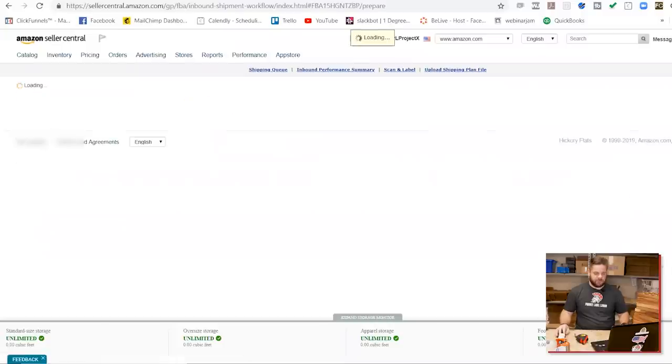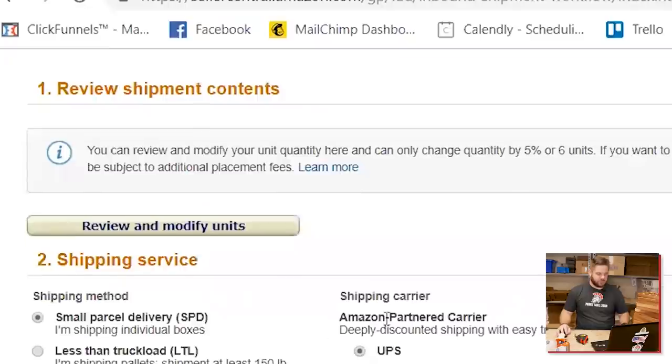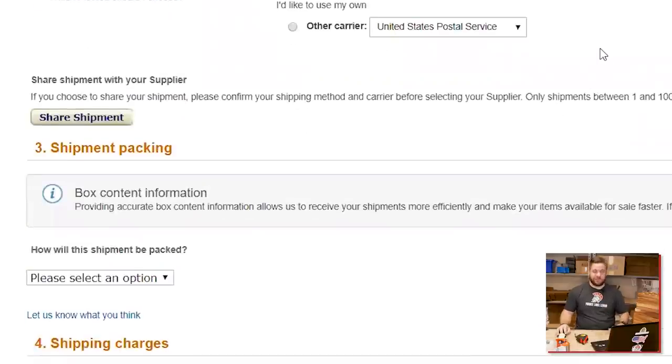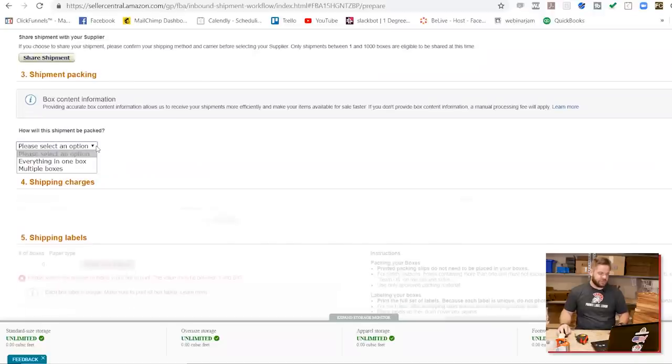All right, and then work on shipment. And again, super, super simple here. It's gonna be a small parcel delivery, UPS. Again, we'll get into all of this on a later episode, so I know I'm rushing through it, but the point of this episode is to show you how to set up the test, not actually set up a shipment. So shipment's gonna be packaged everything in one box.